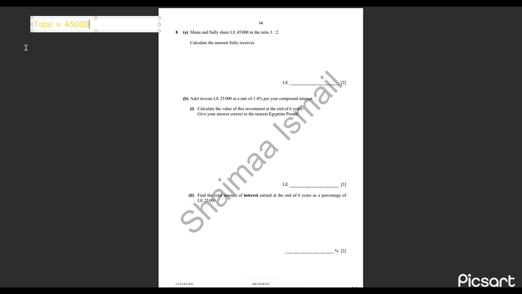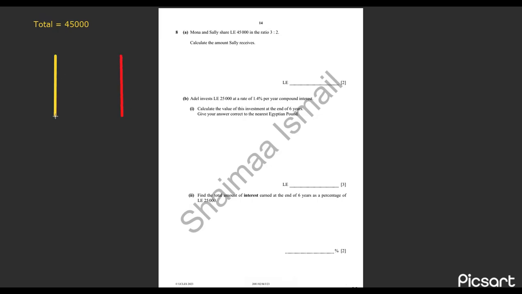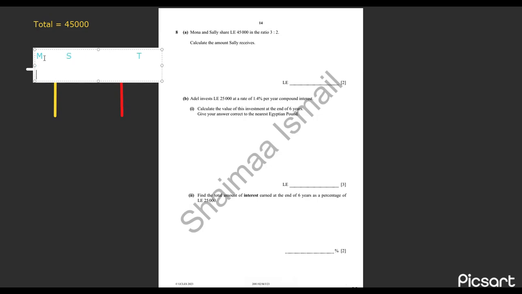Okay, and Sally has an amount, we have Mona and Sally, so we can cut them into 3/4. So here are the total, and here Mona and Sally. Okay, so everyone here. So here, let's abbreviate Mona, M, and Sally, S, and total will be G. So the total here as a number is 45,000.